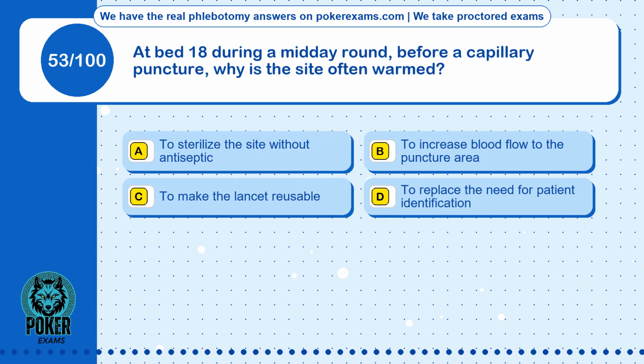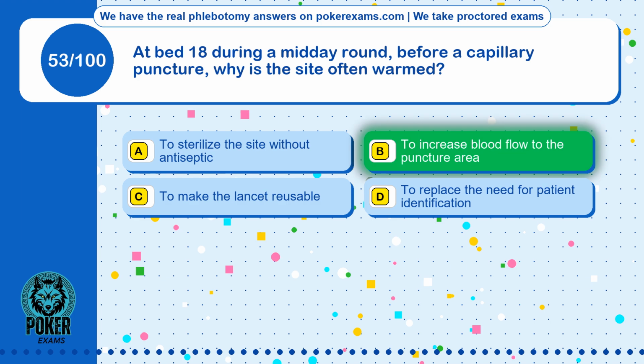Question 53. At bed 18 during a midday round, before a capillary puncture, why is the site often warmed? Option A, to sterilize the site without antiseptic. Option B, to increase blood flow to the puncture area. Option C, to make the lancet reusable. Option D, to replace the need for patient identification.